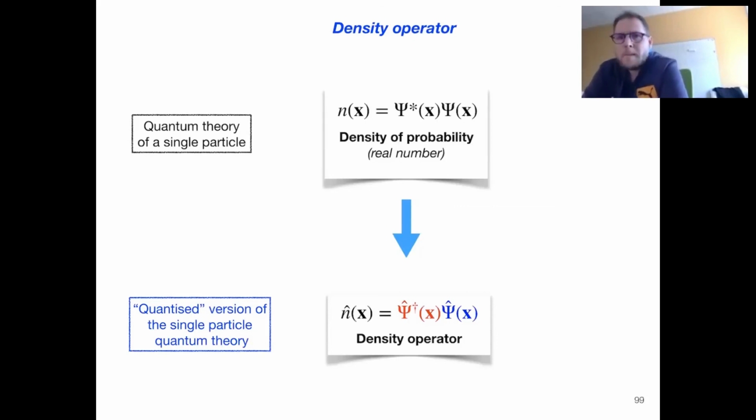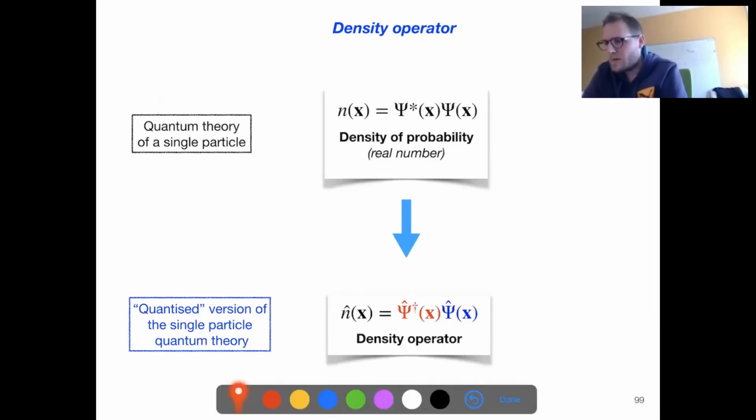Okay, so now that we have these field operators at hand, we can actually play with them. And I will finish with this because I wanted to make a kind of connection with the lectures that will come after mine. Well, first of all, in quantum theory of a single particle, the product of the complex conjugate of the wave function multiplied by the wave function, this is what we call the density of probability, okay?